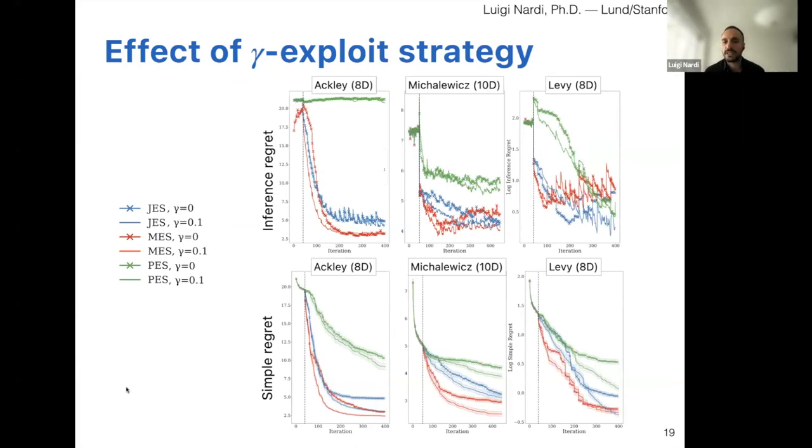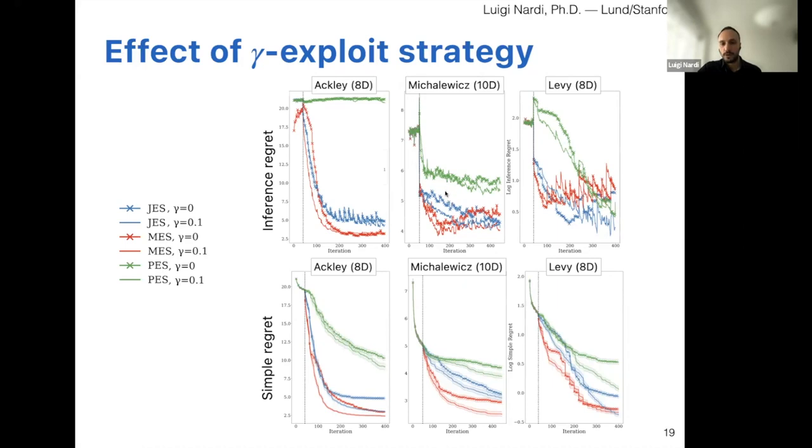But if we go back to this question on the gamma exploit trick and how this affects things, you can visualize this through these benchmarks here. I selected them to show this difference. You see JES without the gamma exploit trick and JES with 10% of sampling from the argmax of the mean of the GP. And we do the same for MES and PES as well.